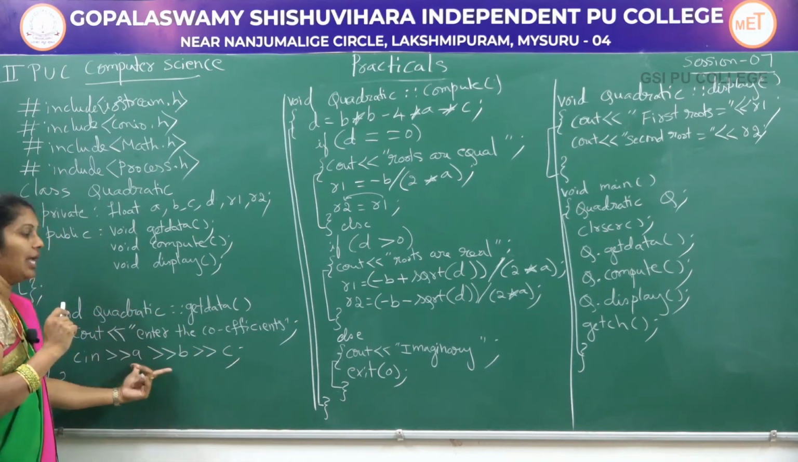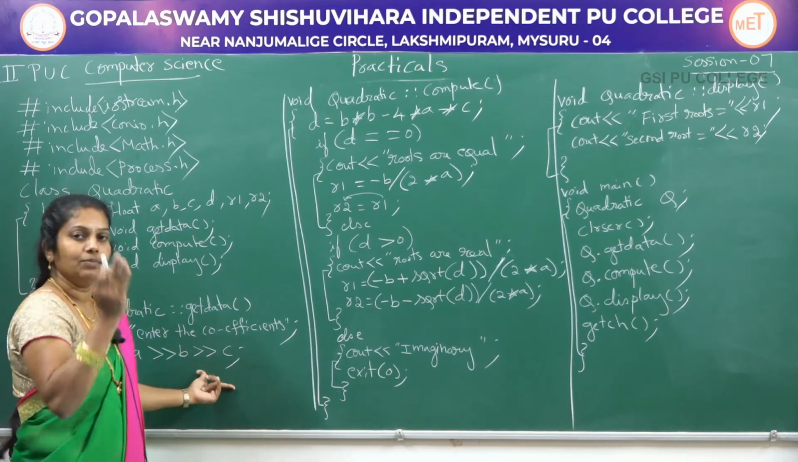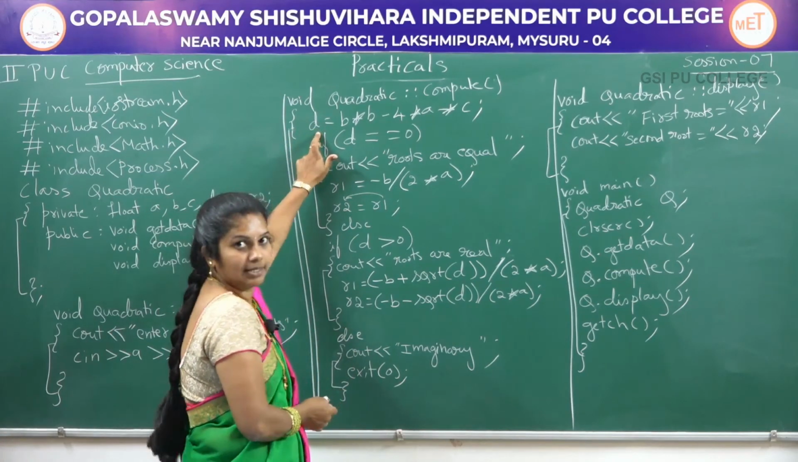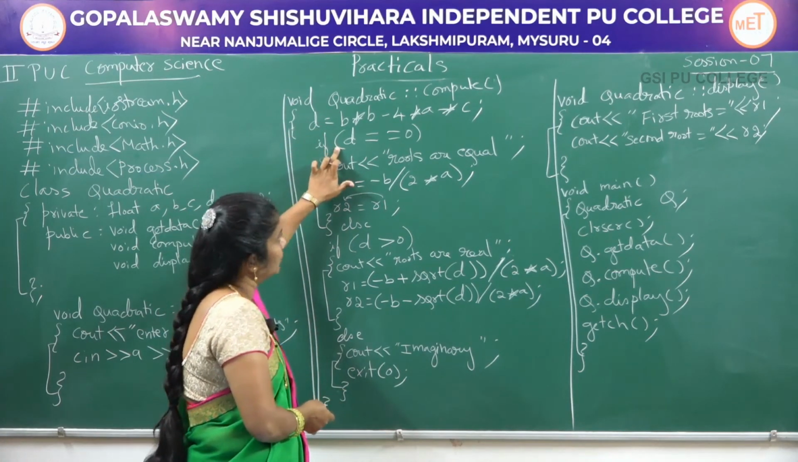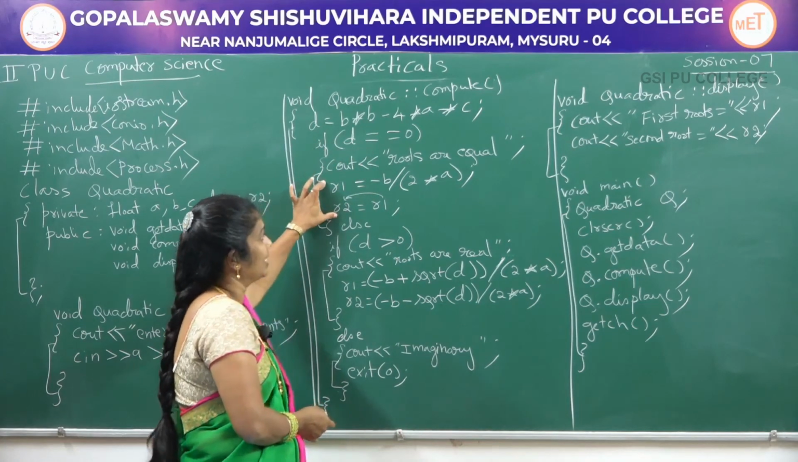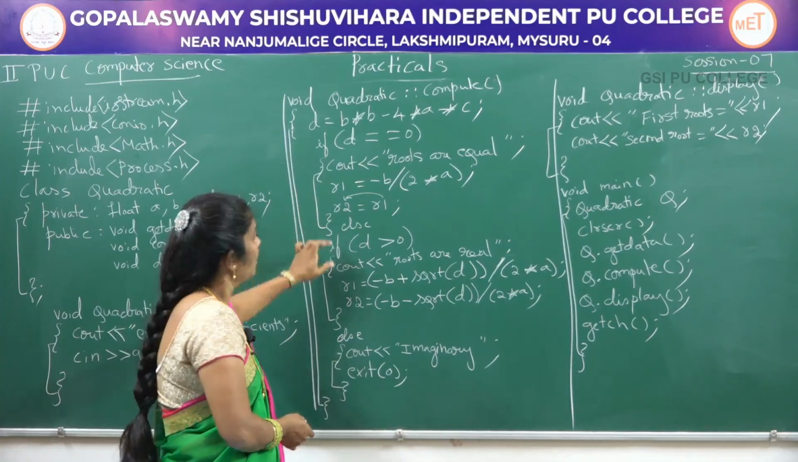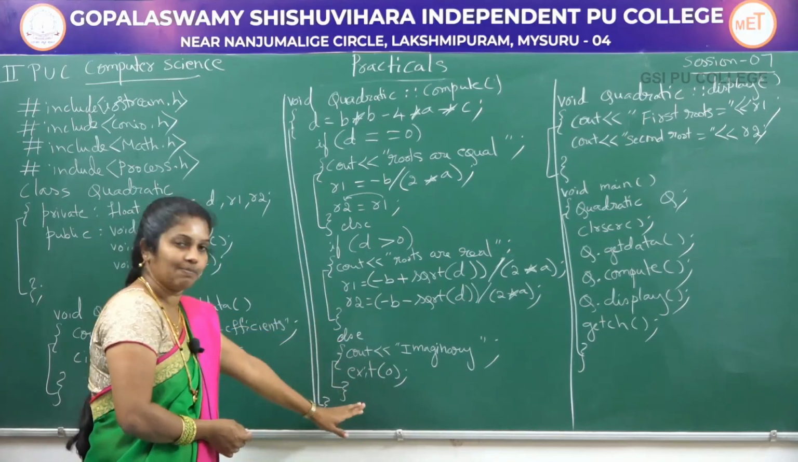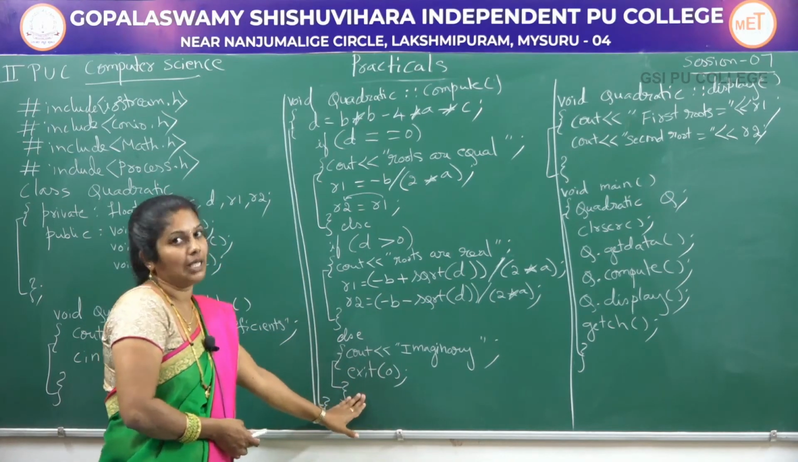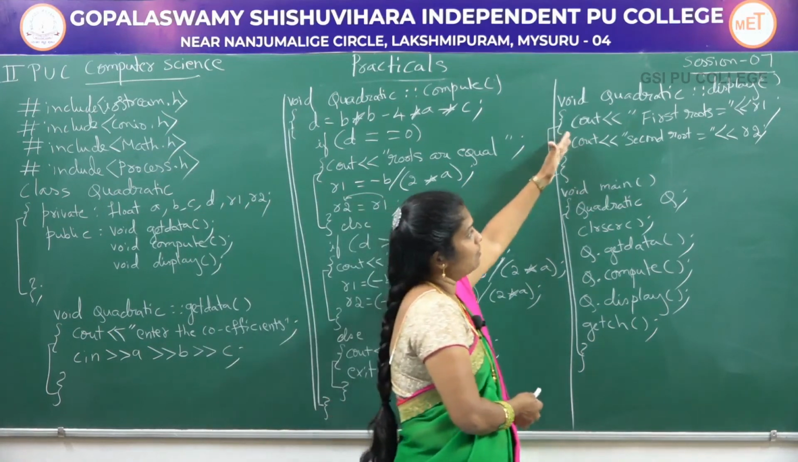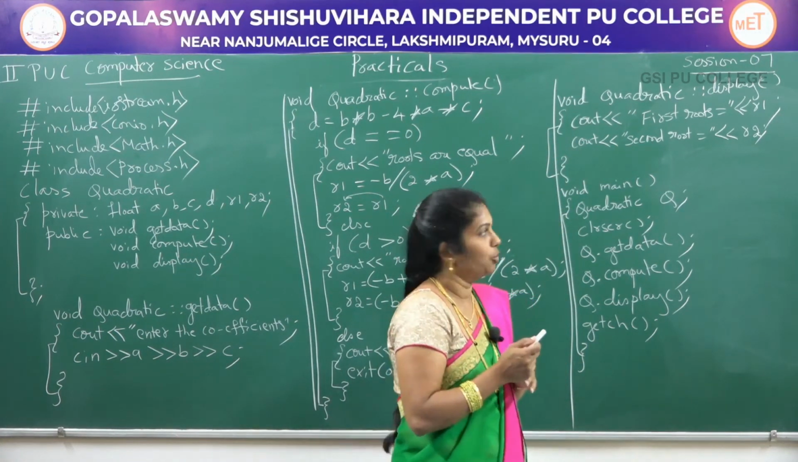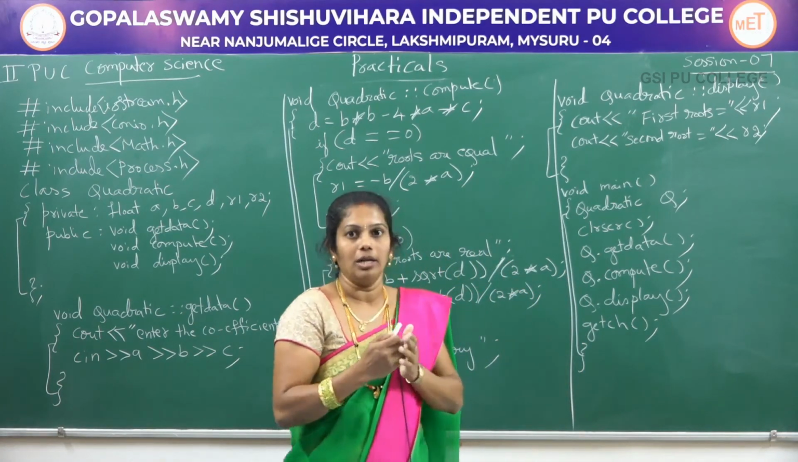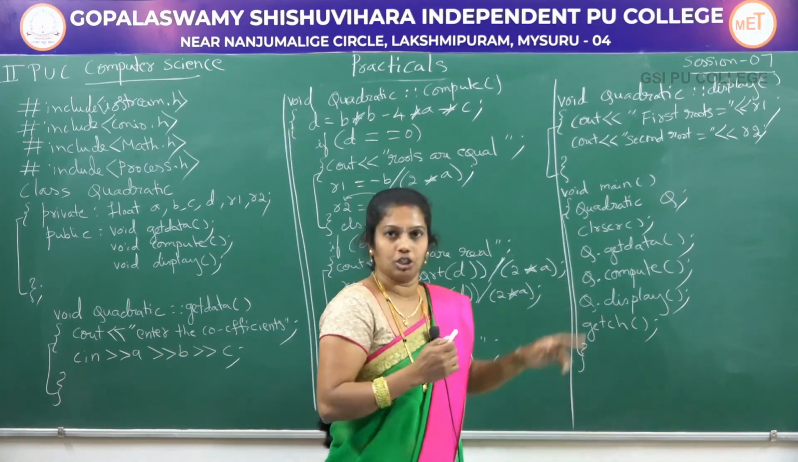First write the get data function, enter the coefficients, or otherwise you can write enter the values of a, b, c. Then in the compute section, first find the discriminant. Then by using discriminant, if it is equal to 0, root 1 as well as root 2 are both equal, same. If discriminant is greater than 0, then find root 1 as well as root 2. The else part has to display that it is imaginary, then exit. Then in the display function, display both root 1 as well as root 2. Then in the main program, first create the object and then call the functions by using the object of the class.